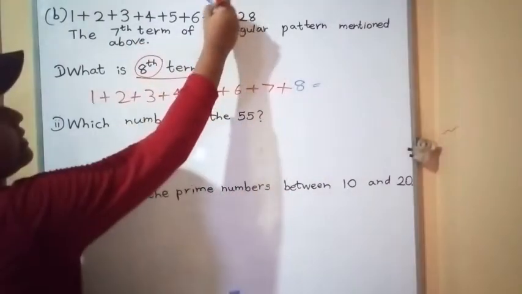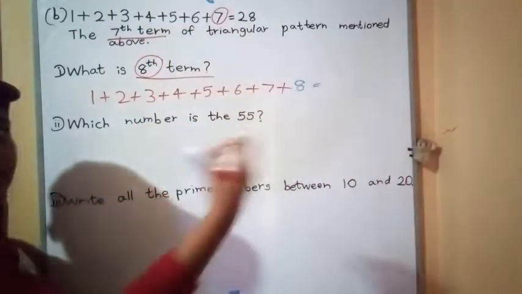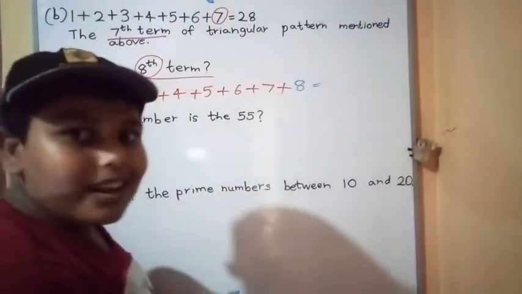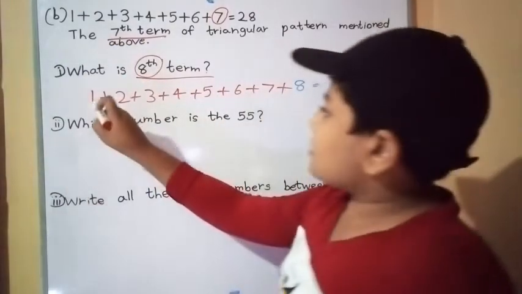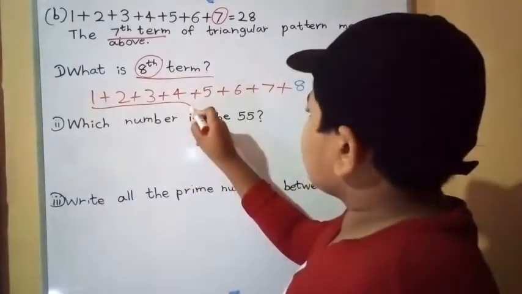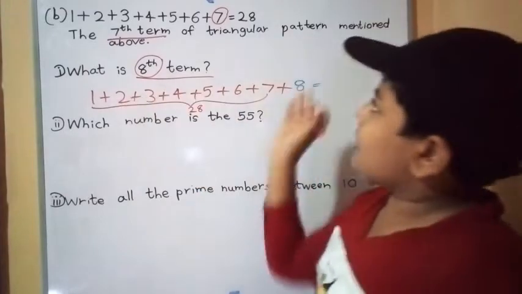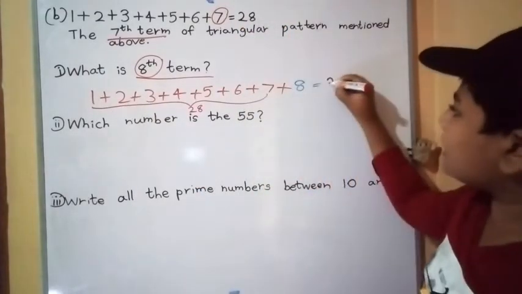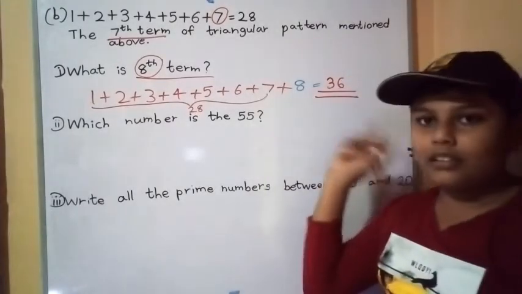Now, they find the 7th term. The up to 7, write the numbers. 8th term means you want to write the up to 8 numbers. Now, you know the answer, this is the 28. Right? Now these are mentioned in above one, 28. Now 28 plus 8 is 36. Now what is the 8th term? 36.